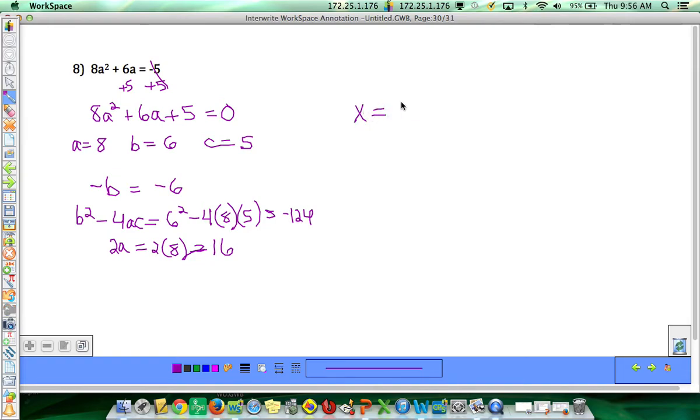x equals the opposite of b plus or minus the square root of b squared minus 4ac, all over 2a. Okay, so here we have this. Now we want to fully simplify our answer. We've got a negative under the root. Also, I believe we can break down the square root of 124.